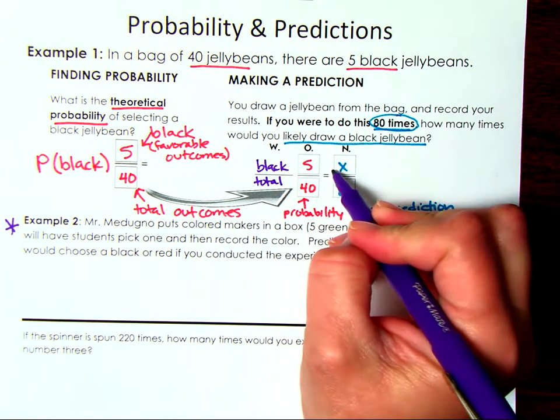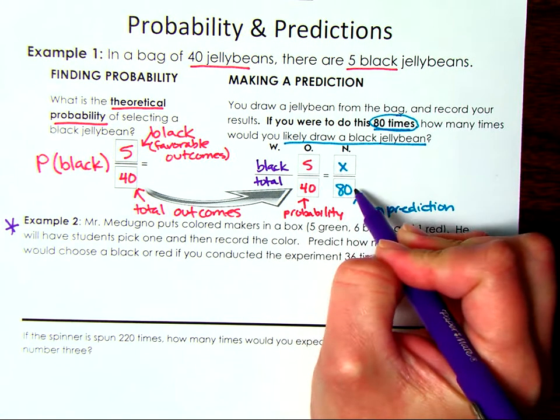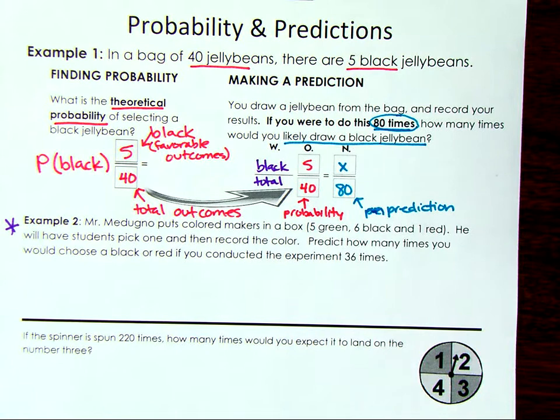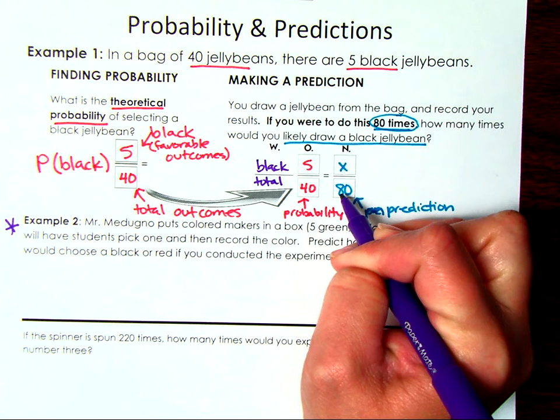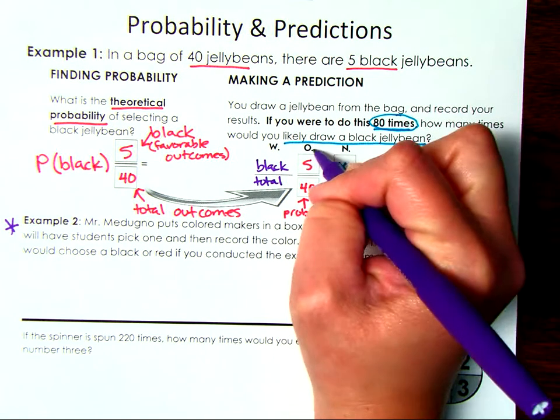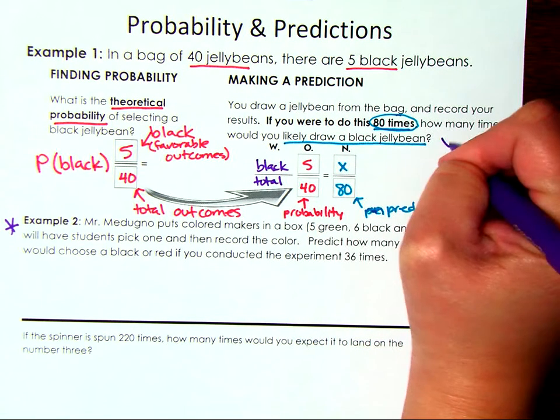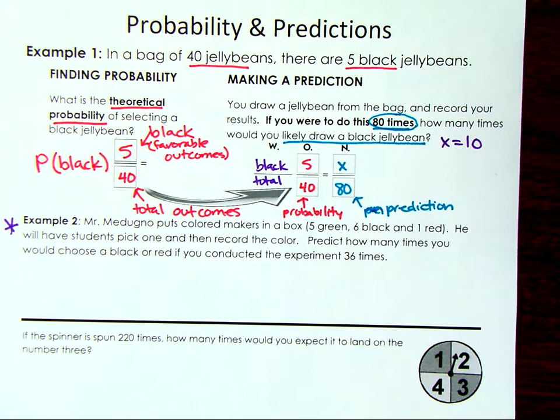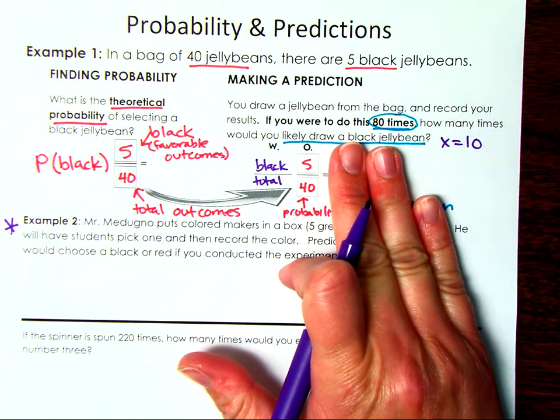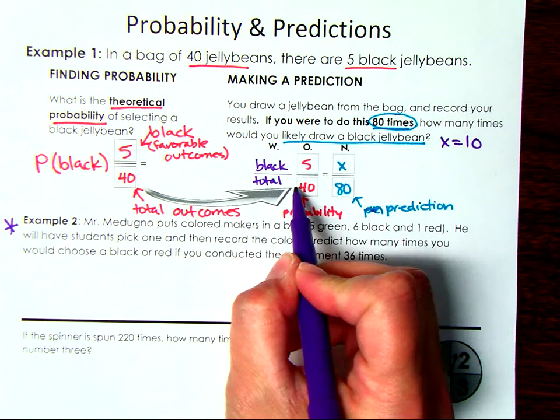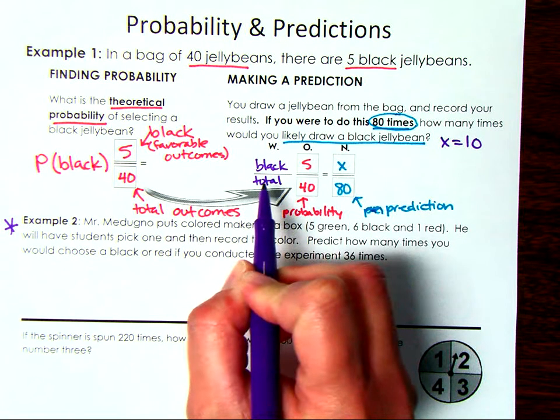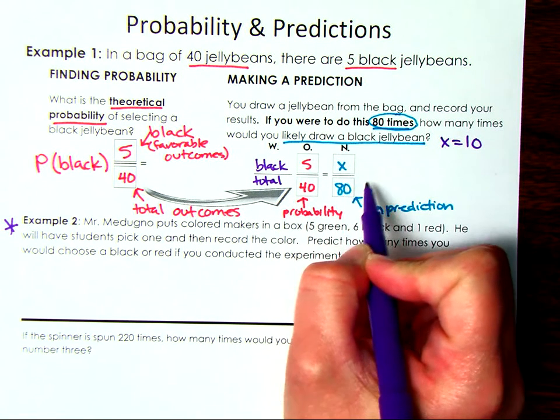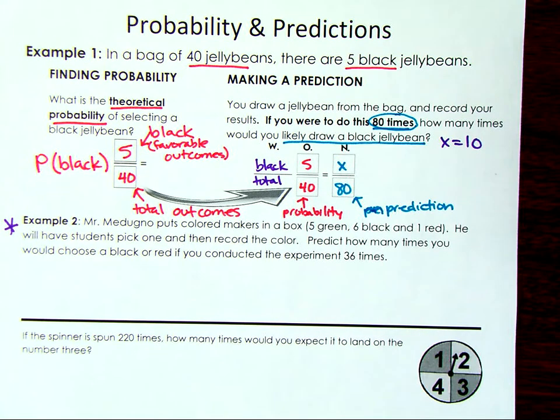We can cross multiply and divide, so we could do 5 times 80 divided by 40. We could look for a scale factor, so 40 times 2 is 80, so my scale factor is 2. 5 times 2 is 10, so I have a prediction that x is 10. We can also look for a factor of change, which we divide. So if we know both bottom numbers, 40 and 80, 40 divided by 8 is 5, and 80 divided by 8 is 10. So there's a couple ways that we could do this.